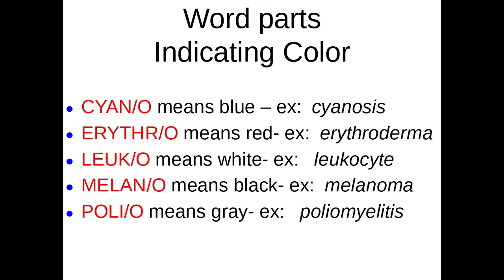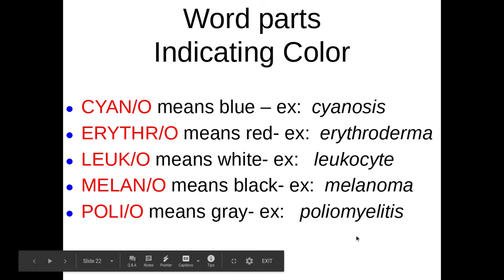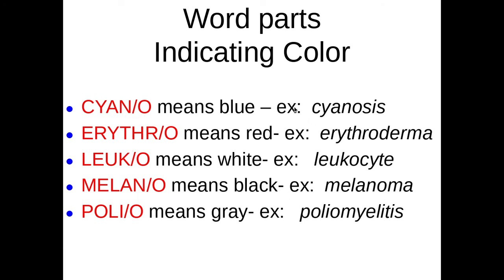You have word parts that also indicate color. Anything that is color is usually at the beginning of the term, or it comes before the word root. So cyano means blue. Cyanosis is a condition where if you're lacking oxygen, the skin can actually have a bluish grayish tint, and that's just because you're lacking blood flow, and then you're not getting oxygen. Erythro means red, so erythroderma. Derma is skin, erythro is red, so this means somebody probably has red skin.